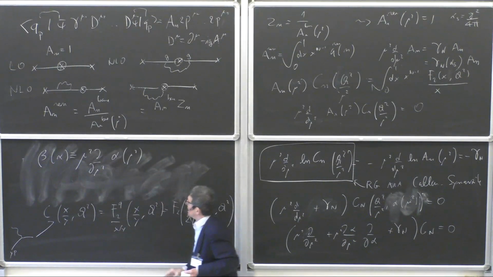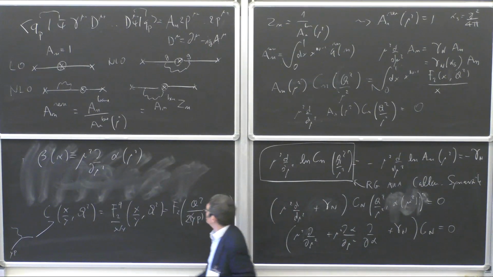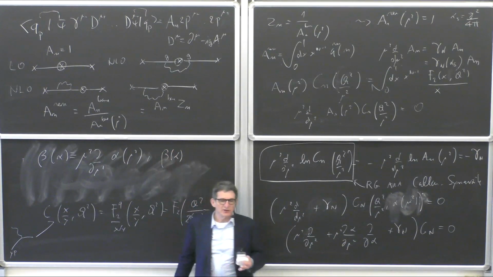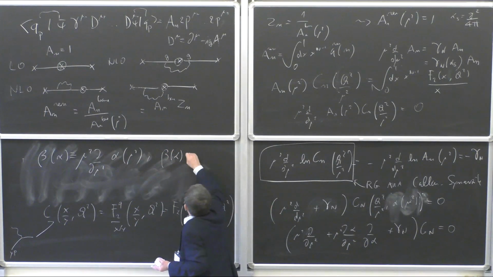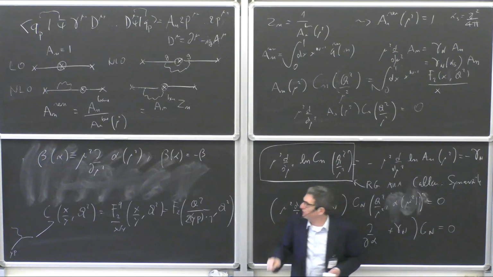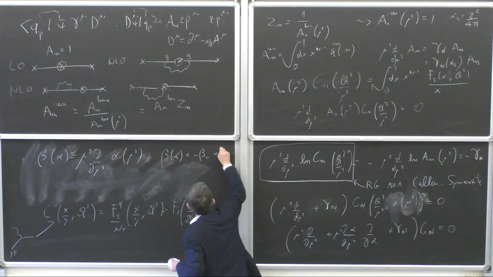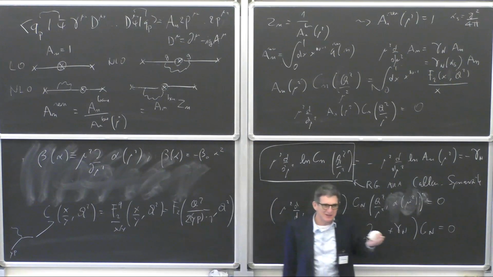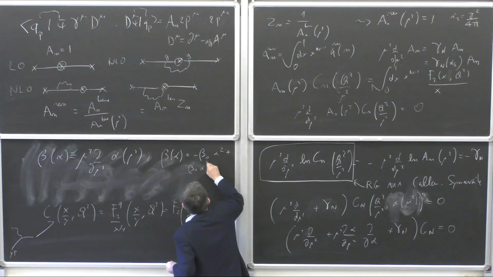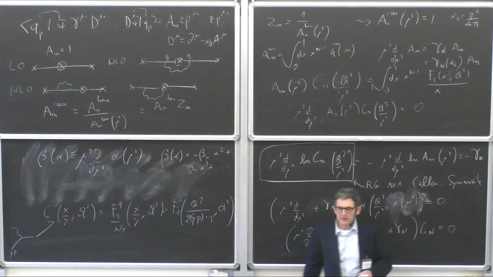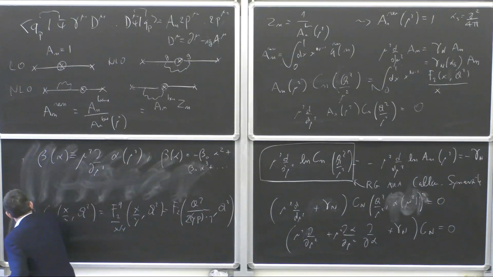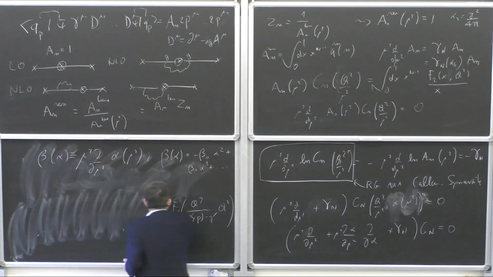So beta is actually a function of alpha, and if you compute it in perturbative QCD, you get that beta in QCD starts at order alpha square, and traditionally people call minus beta naught alpha square the first non-trivial coefficient. This minus here is just because that's what people are used to doing, plus beta 1 alpha cube plus dot dot dot. Okay, very good.